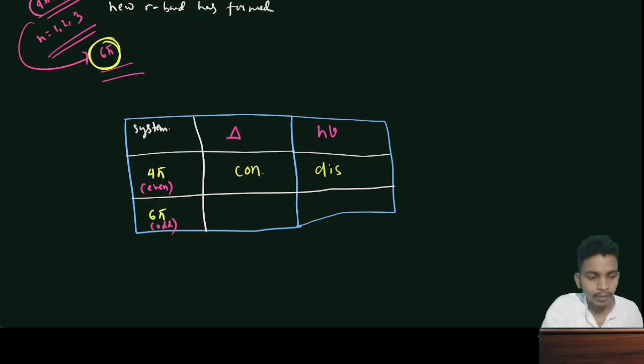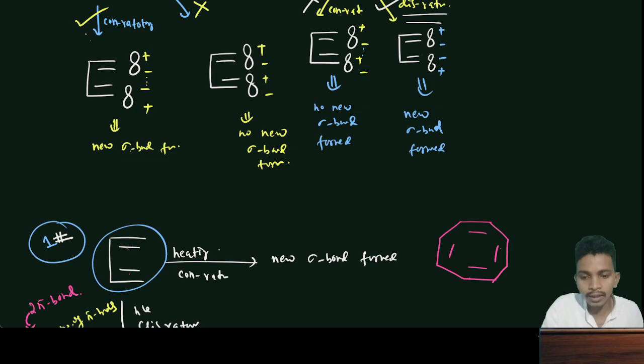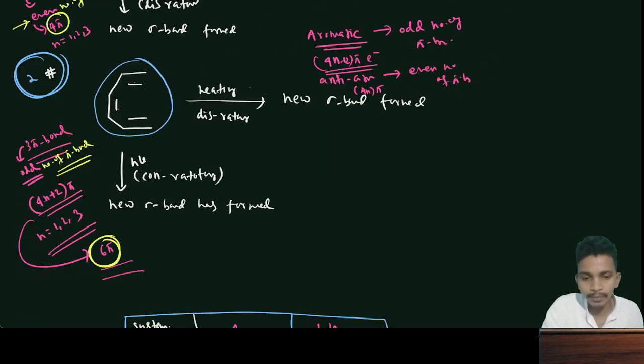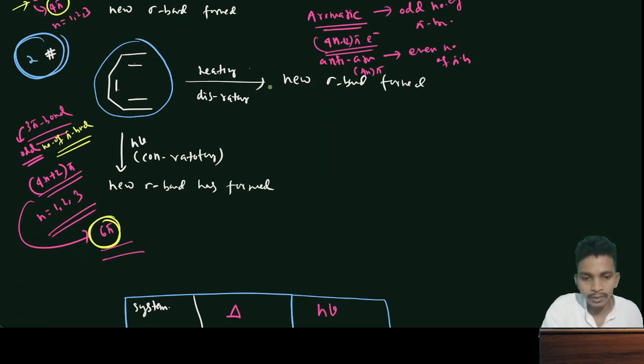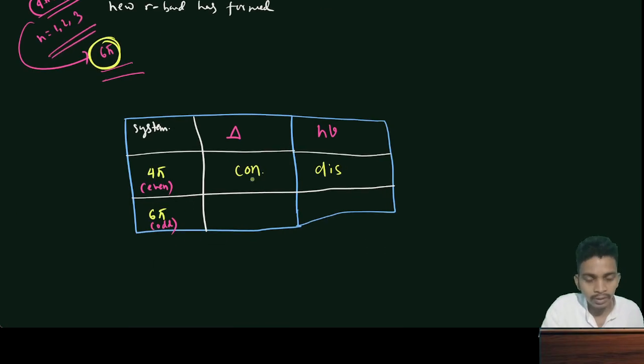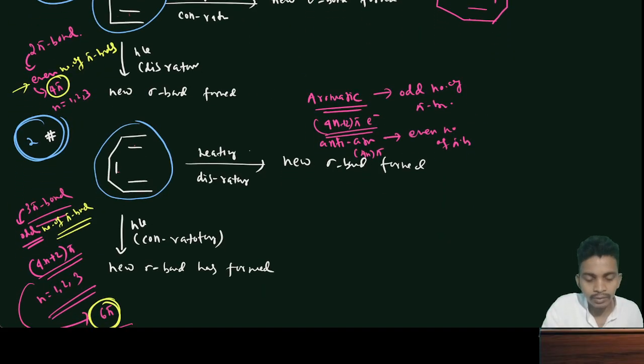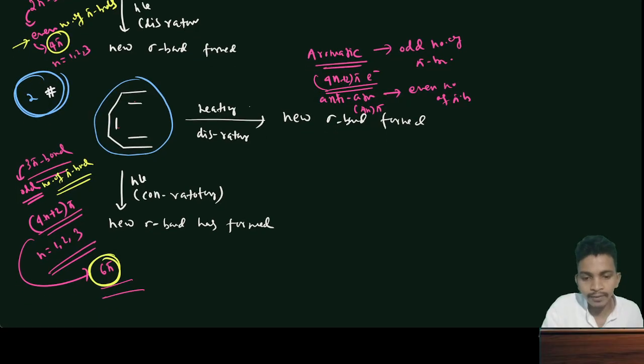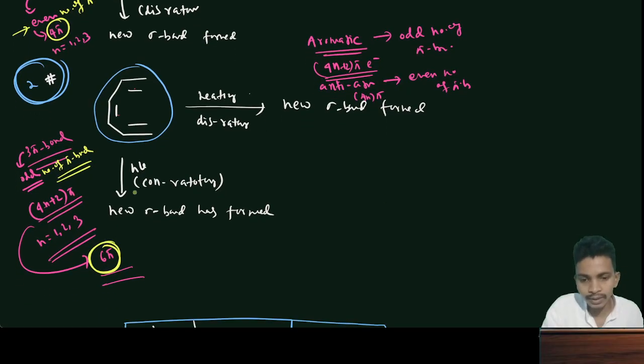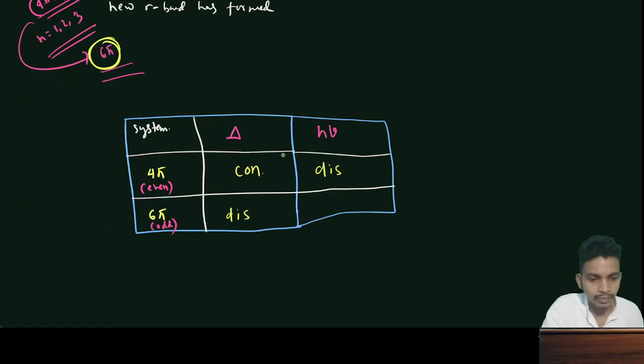Similarly for 6 pi bonds, where will the bond form? If we are giving heat, then on disrotatory the new bond will form. So on heating, this bond will form, and the other is, if we are giving the photochemical conditions, then on conrotatory the bond will form. So photochemical condition goes with con.